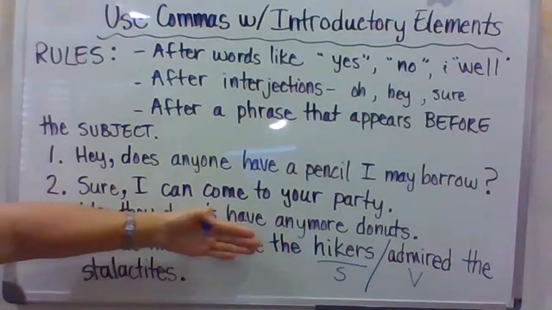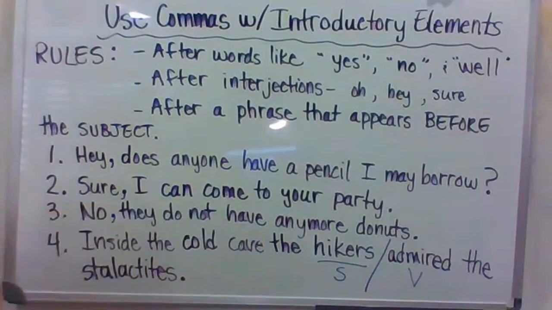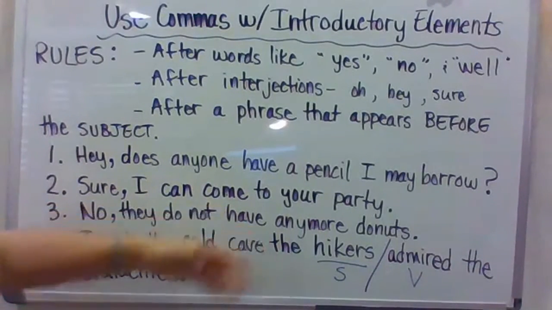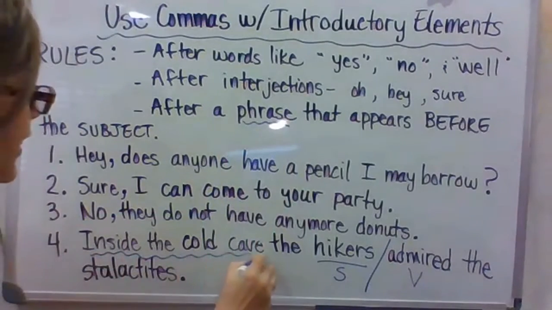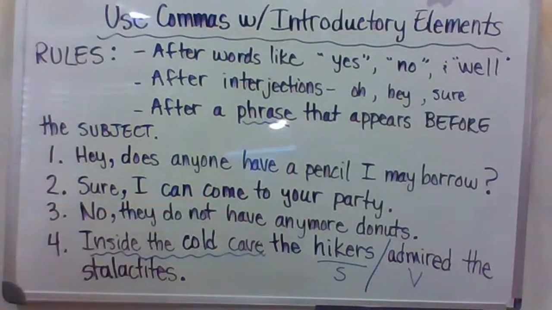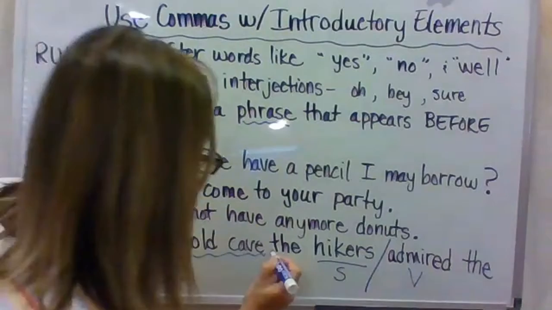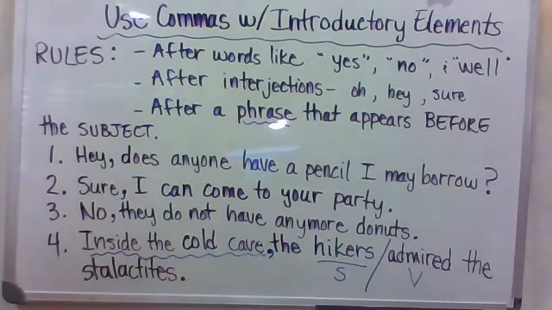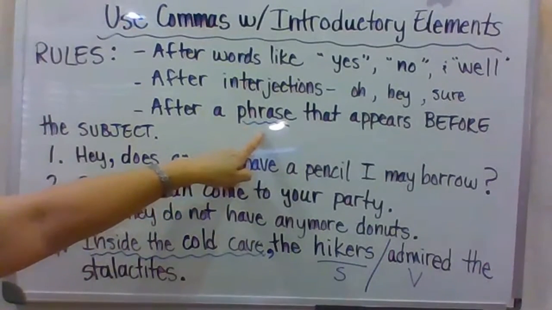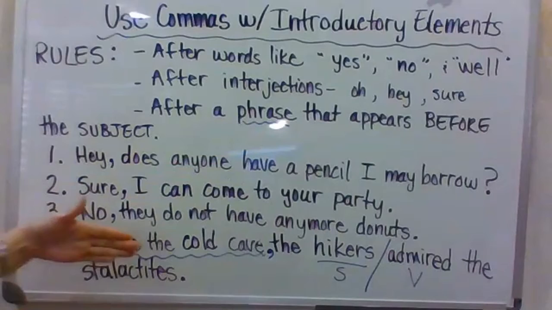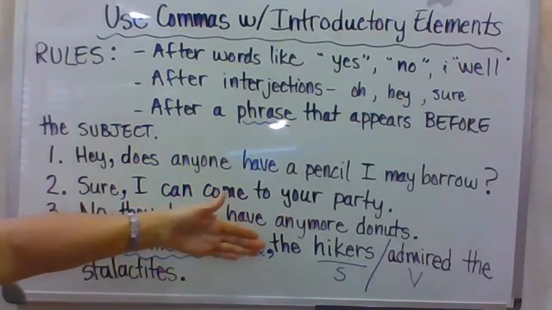So this phrase right here, inside the cold cave, that is the phrase. This is just a phrase that comes before. So inside the cold cave, comma, the hikers admired the stalactites. Okay, so again, you need to be able to recognize the phrase. And in order to find the phrase, it helps if you can find that chunk at the beginning that you can just remove and still leave a complete sentence.